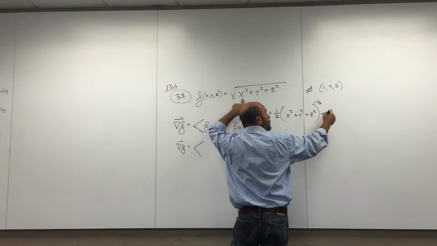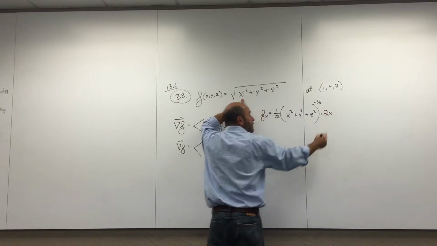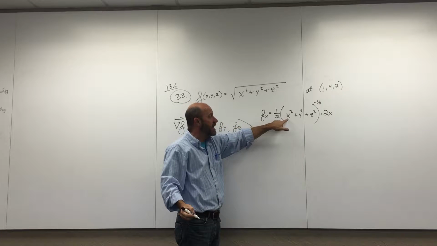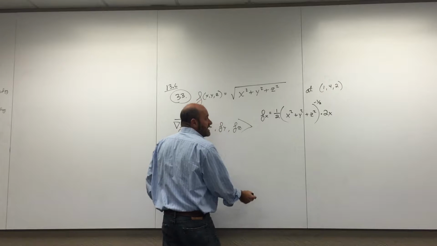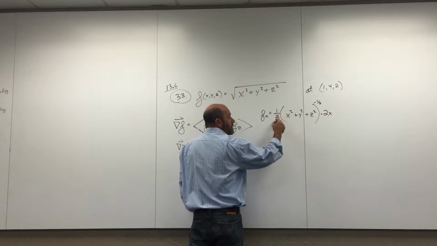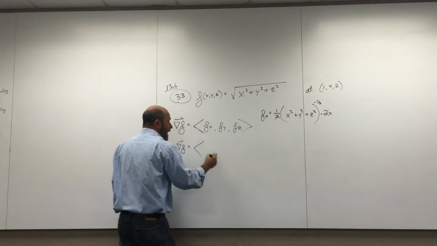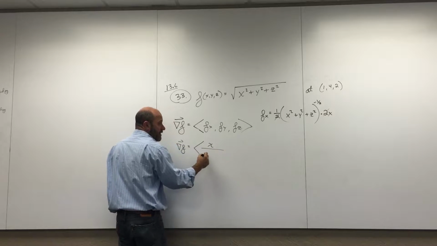A 2x, he's right. The derivative with respect to x would spit out a 2x. And then this derivative's over. If I clean it up, the 2's cancel, and I could rewrite this as x over that square root.